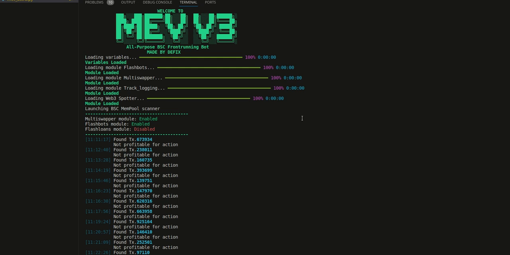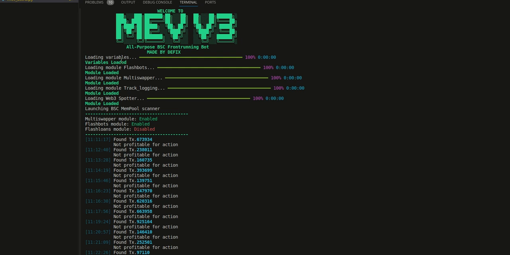So this is a MEV V3 bot. It's made by defix, but I found that they made the Ethereum one, and the guys from the GMX trading bot then took it and made a free Binance Smart Chain one. Okay, so all credits to defix, but also to the creators of the free version. As you can see, I launched it about 6 hours ago.